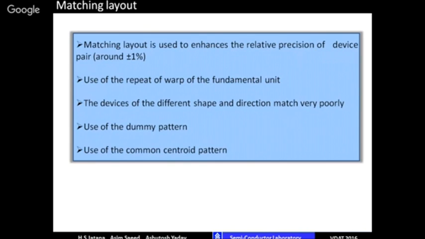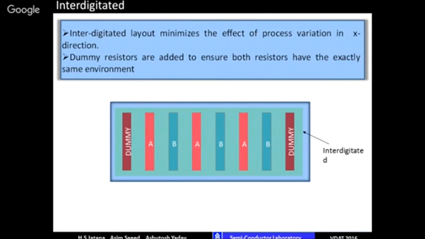Now matching means, like in a differential pair, each resistance, each particular geometry has to be matched. Then the precision of the devices, where the devices occur in pair, will change. Sometimes you have to use devices of different shape, and direction also has to be the same. There may be use of dummy, and there is something known as a common centroid. So we will see those things. Let us see. One is interdigitated layout.